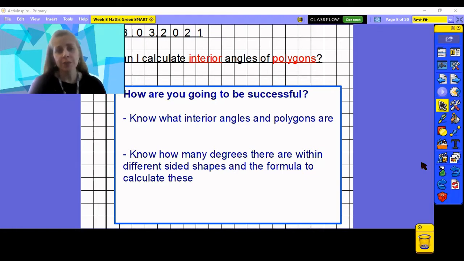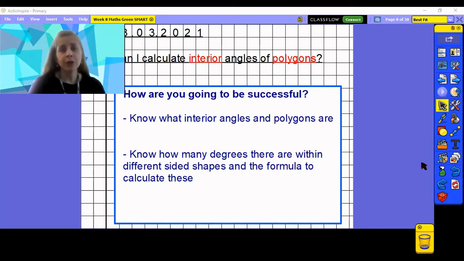So as you can see from the title there, we need to first explore what interior angles mean and also what the word polygon means as a refresher for you. And then we need to be knowing about how many degrees there are within different sided shapes, different polygons, and we will look at the formula to calculate these also.